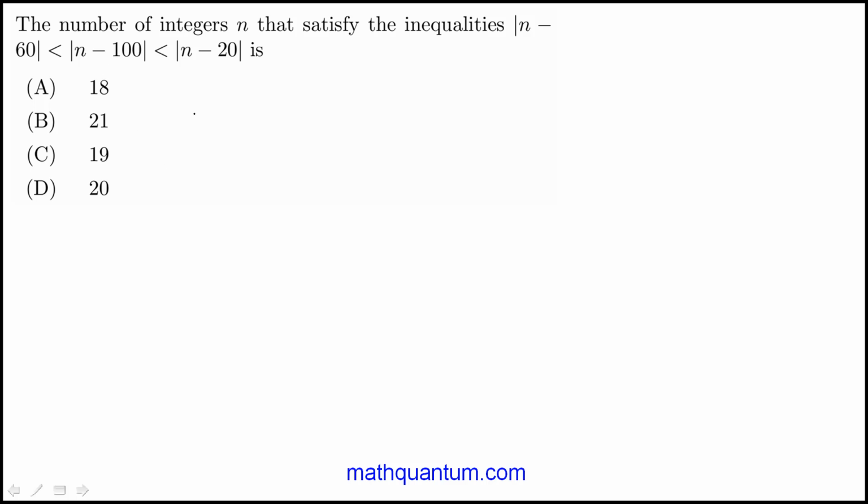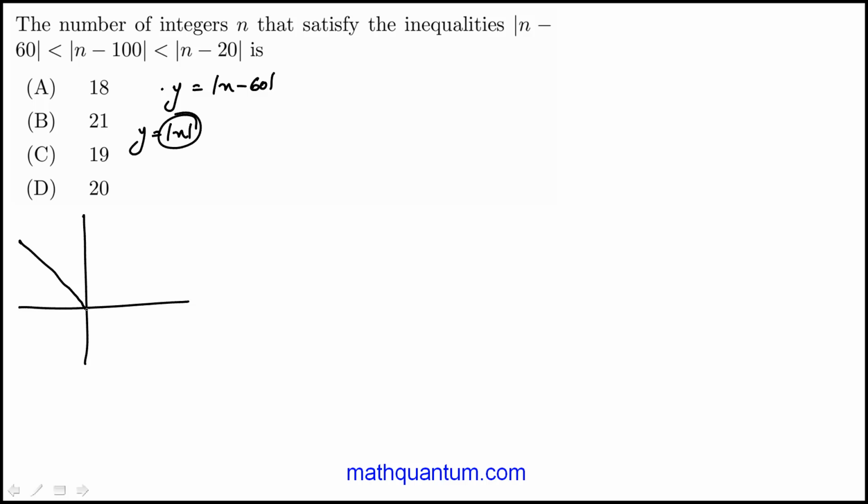So I'll take a graphical approach to do this inequality question, and I'll start by quickly drawing the graph of this. The key thing is you need to be very familiar with what the graph of absolute value of x, or in this case n, doesn't matter, is this. And then when we write it as n minus 60, this is a shift to the right of 60 units.